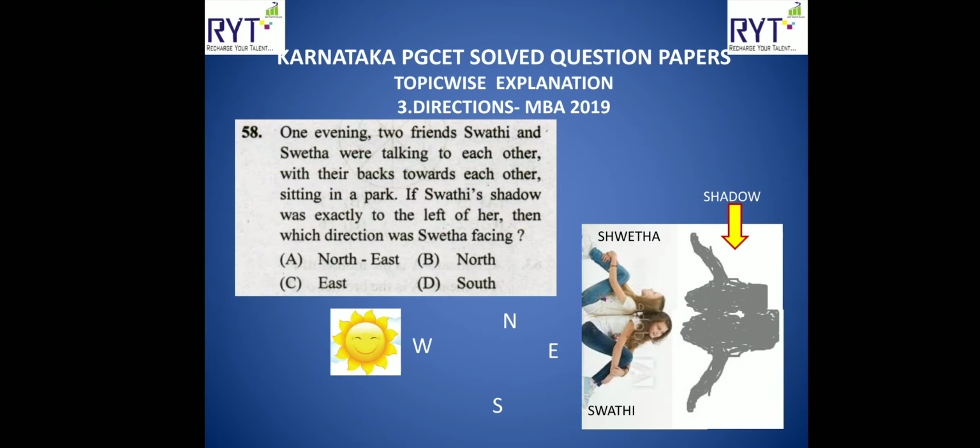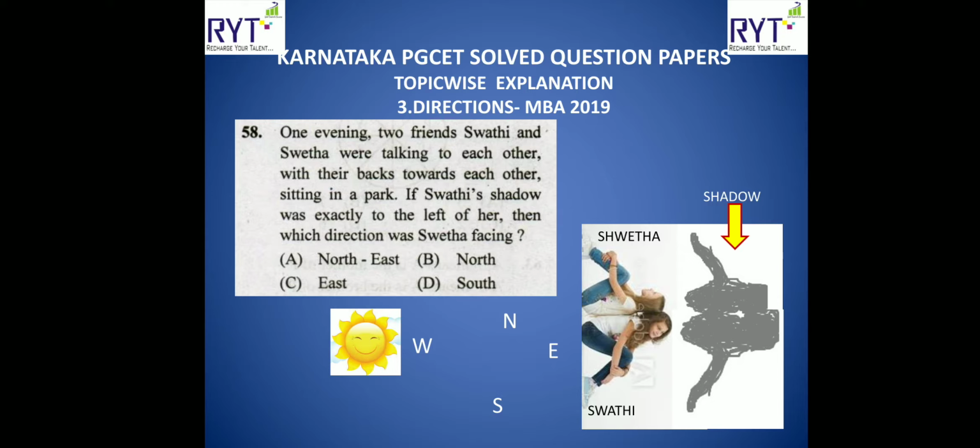Let us solve some of the problems now. This question is from PGCET MBA 2019. One evening, two friends Swati and Shweta are talking to each other with their backs towards each other, sitting in a park. If Swati's shadow was exactly to left of her, then which direction was Shweta facing?